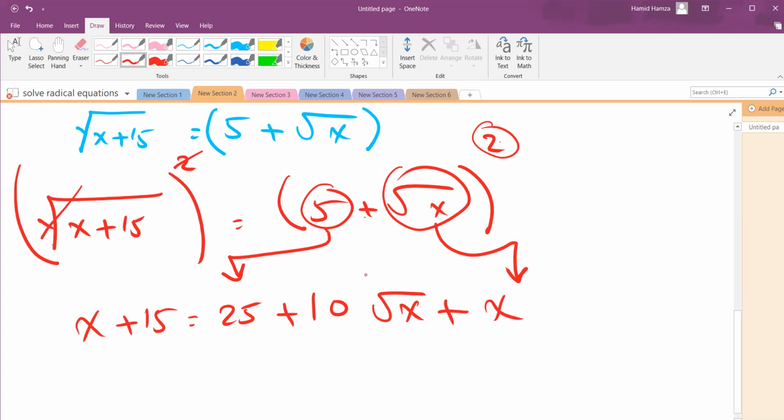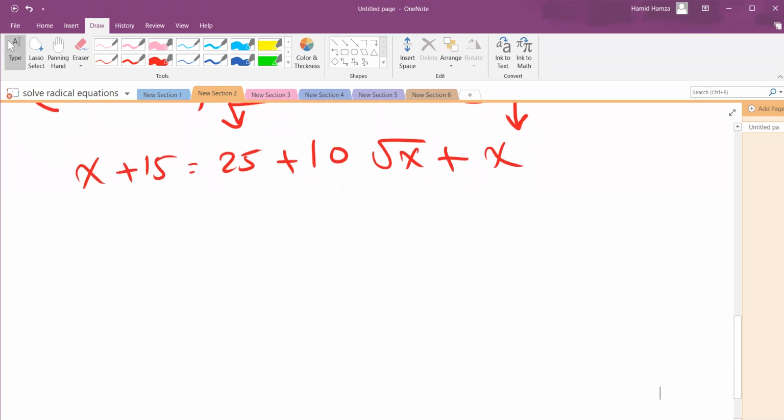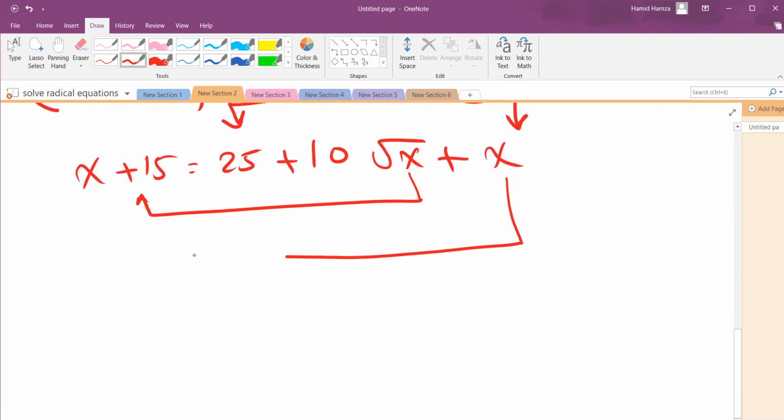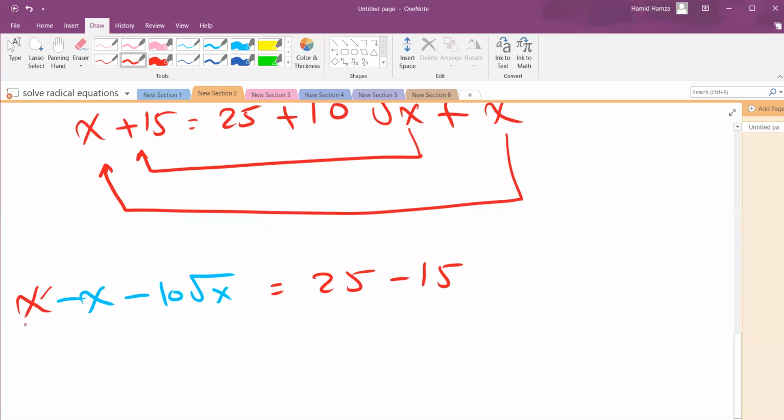The sign is positive. Like we did in the previous one, we move the letters to the left-hand side and the numbers to the right-hand side. So this one will go here, and this letter also will be here. So x, then negative x, negative 10 root x. On the other side, we have 25 and minus 15. So x minus x is 0, and the remaining is negative 10 root x equals 10.